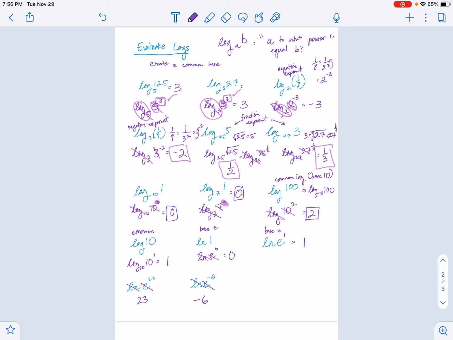Right. Oh, and also when you have log of anything to 1, it's always 0. If you look at these problems, this one was 0, this one was 0, this one was 0. So when you're doing log or ln of 1, it is always 0, no matter what base you're using.